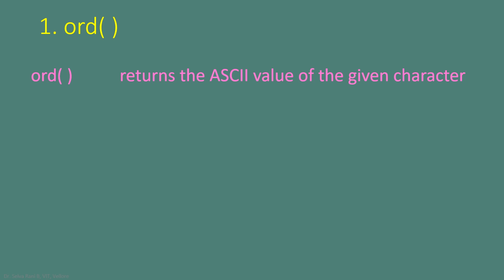First one, ordinal. In short, we write ord(). This method returns the ASCII value of the given character. For example, let ch = 'S'. If we try to display the value given by ord(ch), then we will be getting the ASCII value of S. The ASCII value of capital S is 83.